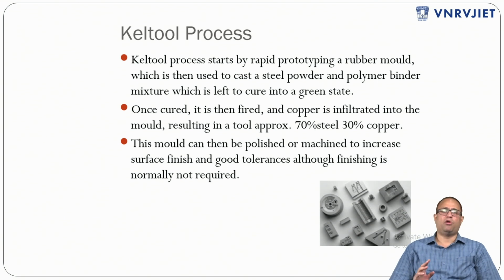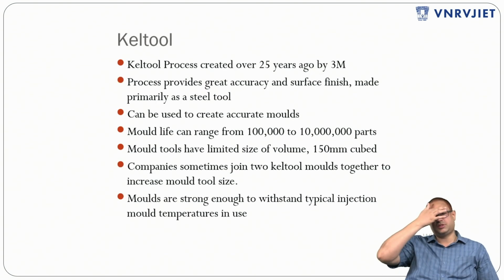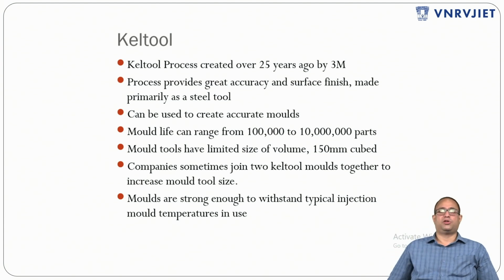This sort of mold can be polished or machined to increase the surface finish, especially to maintain good tolerances, although finishing is normally not required. That is the Cal tool process. This process was created over 25 years ago by the 3M company, and it can be used to create accurate molds.